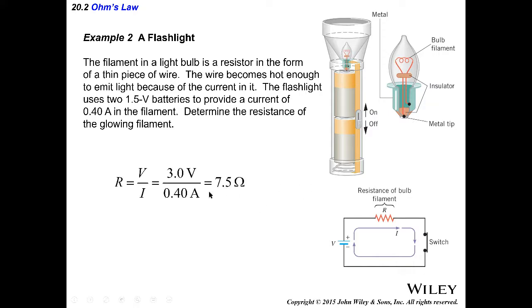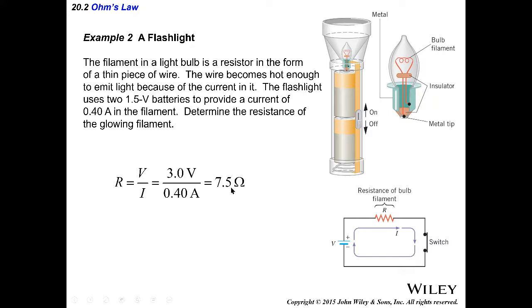This is very simple. I'm told that this flashlight uses two 1.5 volt batteries in series. Therefore, the total voltage for this flashlight is 3 volts. And I'm told my engineer assistant has already measured the current that flows is 0.4 amps. Therefore, I now know that the resistance is 7.5 ohms.